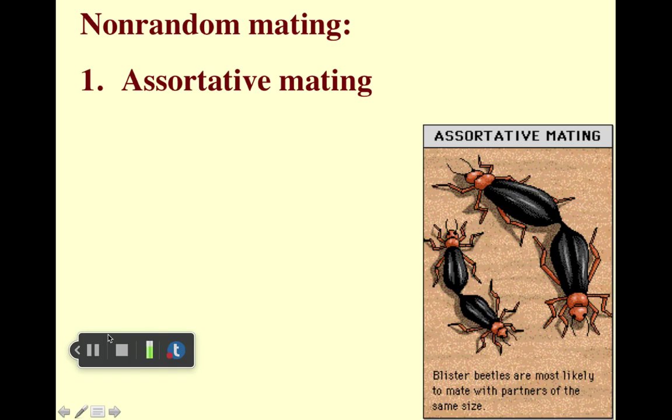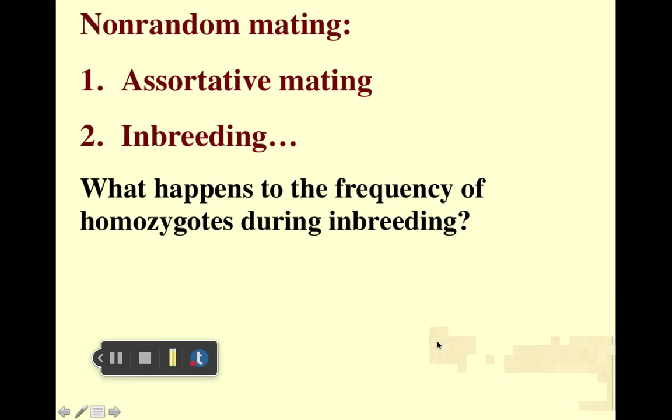In addition, obviously, mating is rarely random, organisms are always, of course, making choices about who they mate with. So, for example, this phenomenon referred to as assortative mating. So here we see blister beetles demonstrating this concept. The idea is that you tend to see with assortative mating individuals mating with other individuals who have very similar phenotypes. So that's what we see here, big beetles mating with other big beetles, small ones mating with other small ones.